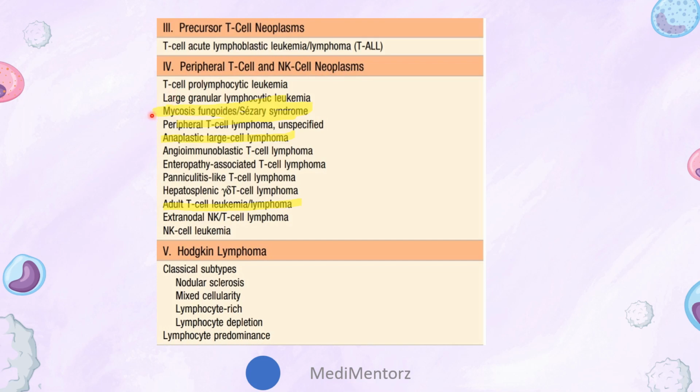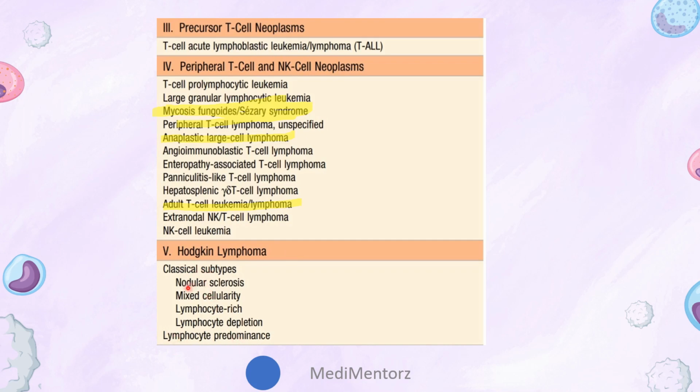You just have a look at the highlighted things, which are mycosis fungoides or Sézary syndrome. The next one is anaplastic large cell lymphoma. And the next one is adult T-cell leukemia lymphoma. These highlighted things only I'm going to teach you, not in great detail, because these are very rare disorders. I'm just focusing on these 3 things. And the Hodgkin lymphoma is already available on the channel. You can have a look over there, which includes classical subtype and non-classical subtype.